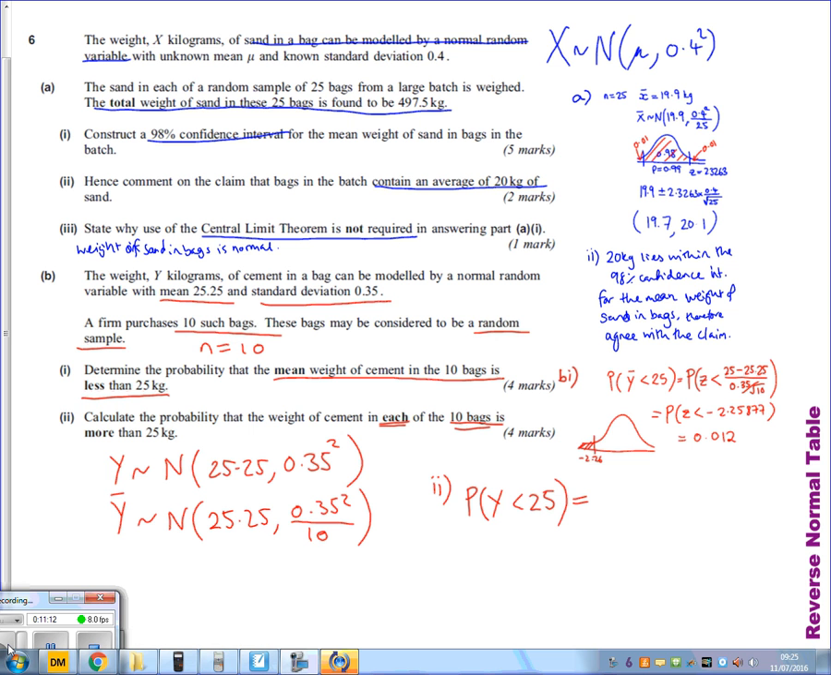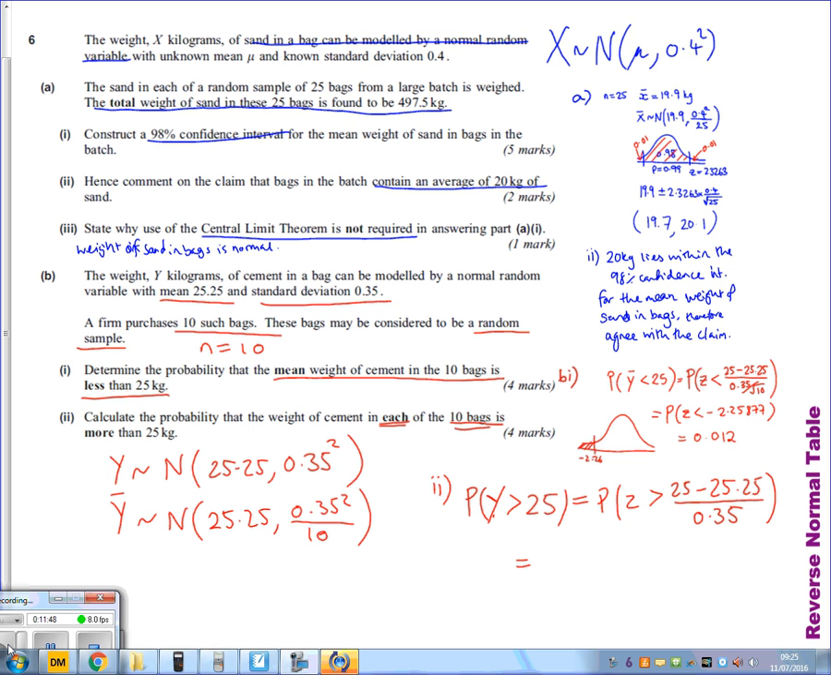Oh, sorry, I've put less than, but the question says more than 25. So let's make sure I change that. So actually, what's the weight in each of the 10 bags is more than 25. So then I need my Z value. Probability Z is greater than, so we're going to do 25, take away the mean, 25.25. This time divided by the standard deviation. So we're just looking at the Y distribution, so just 0.35 there, because we don't have a sample. We're not looking at the means of samples, we're just looking at that.